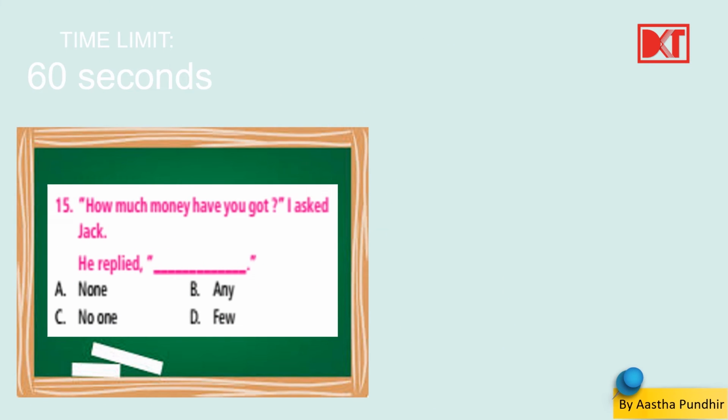Okay, next up we have, how much money have you got? I asked Jack. He replied, dash. None, any, no one, or few. So here the correct answer is none.